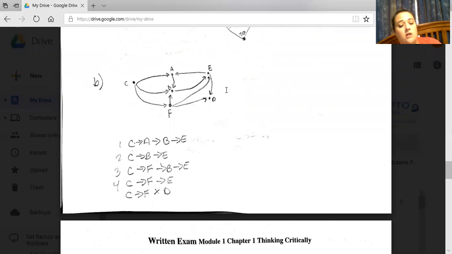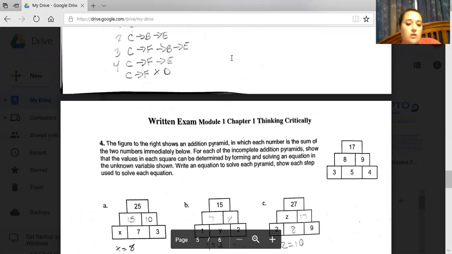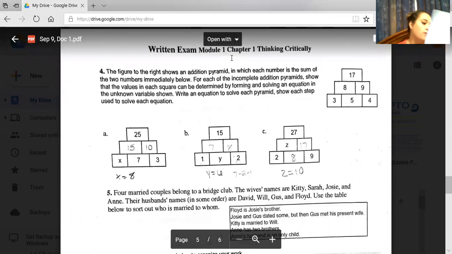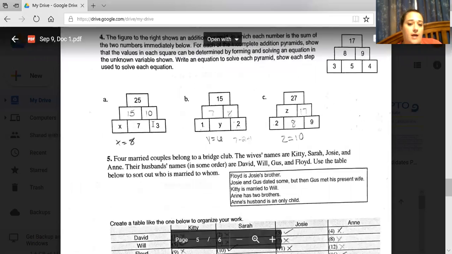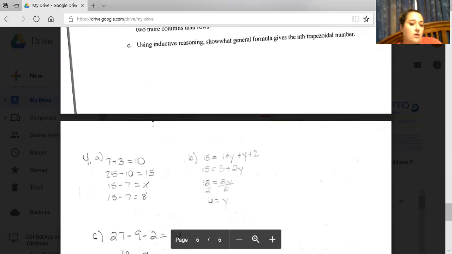So you can't get from D to E. So to determine that there's 4 pathways on the number 4 from our test, I came up with, this is using a variable, and I came up with, if I can get to it, the equation 7 plus 3 equals 10.